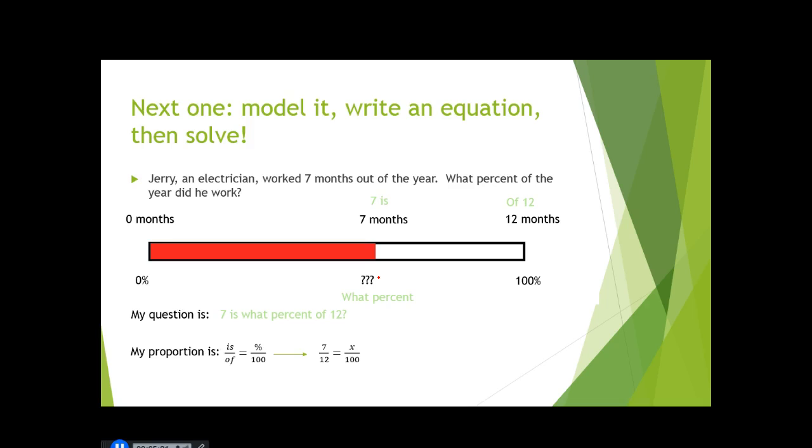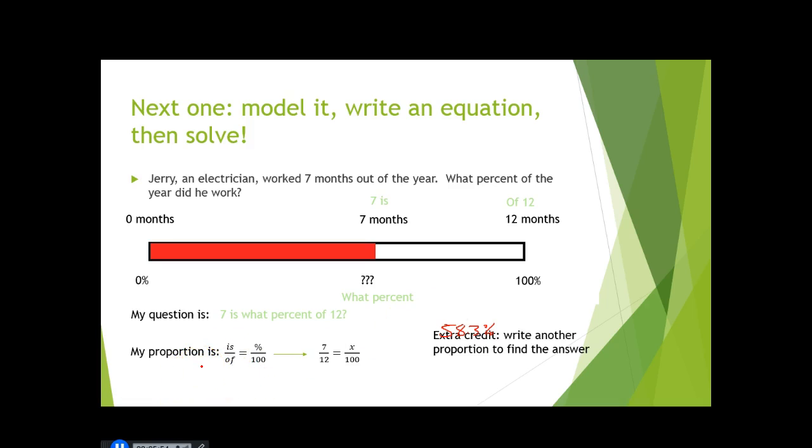So, is over of: 7 is your is, 12 is your of, and your percent is what you're looking for. So you're going to cross multiply. 7 times 100 divided by 12. And you're going to get 58.3%. So he works 58% of the year almost, or a little more than.